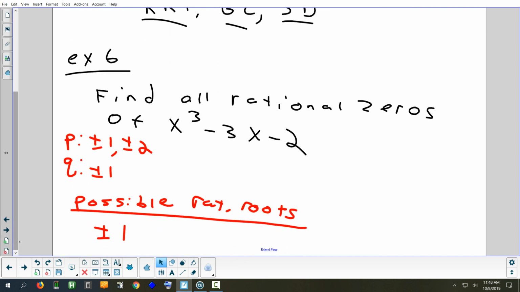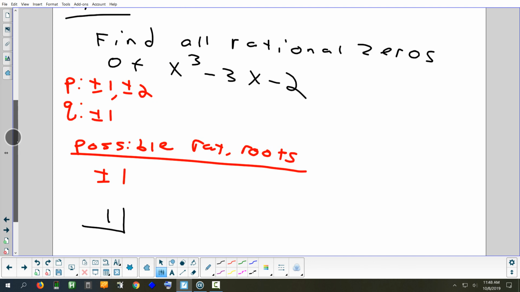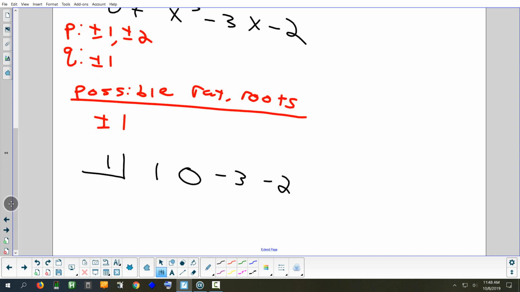Okay, so if we think 1 is a root, let's divide through synthetically by it and see what happens. Or if you thought -2 was a root, or whatever one you thought was a root, you can try. If there's more than one, it doesn't matter which one you do first. Both of them will work. So 1, and then what are my coefficients? 1, 0, -3, -2. Bring down the 1. 1 times 1. Add them up. 1. 1 times 1. -3 plus 1 is -2.